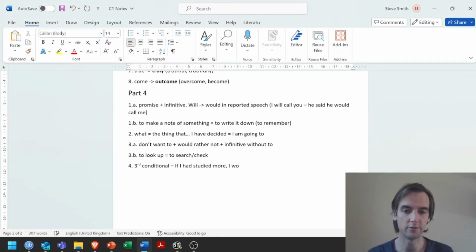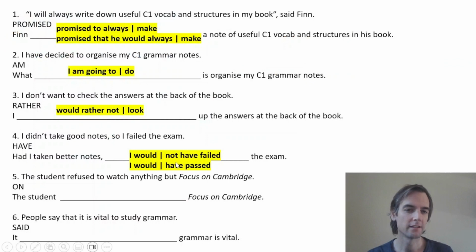If I had studied more, I would have got a better understanding. That's not very good, Microsoft. I would have got a better grade. And we can see would have got, had studied, this is third conditional. I didn't study, I didn't get a good grade. And fail and pass, vocab, but I think you know this vocab.